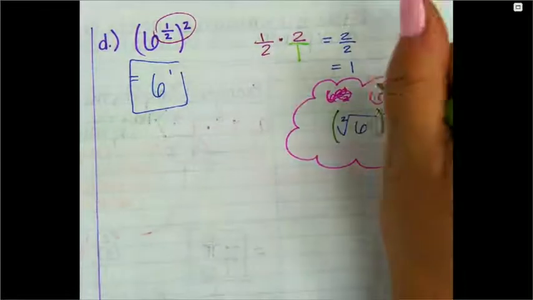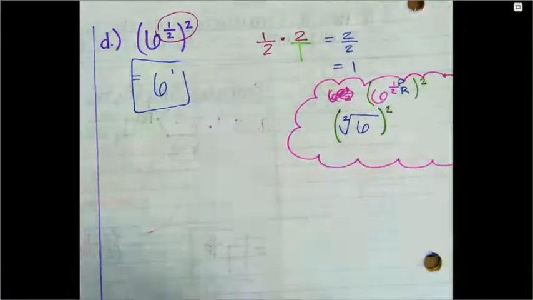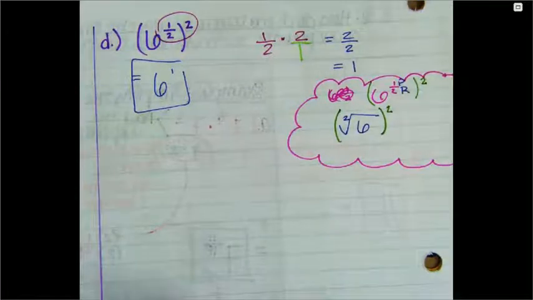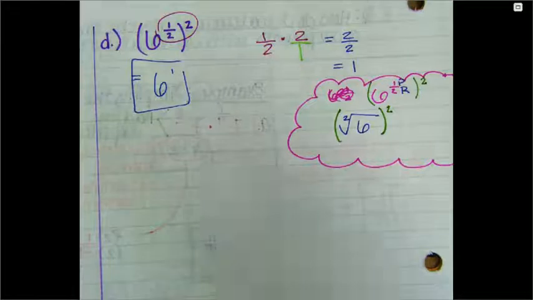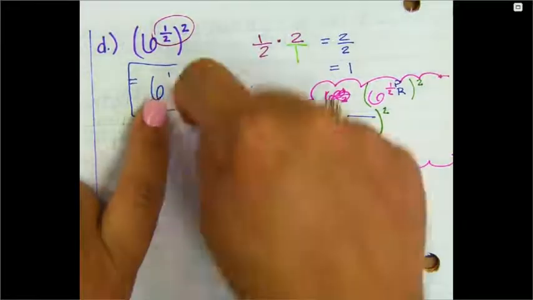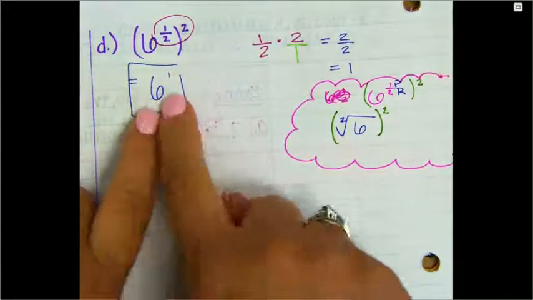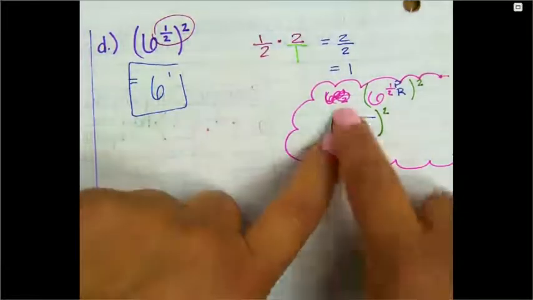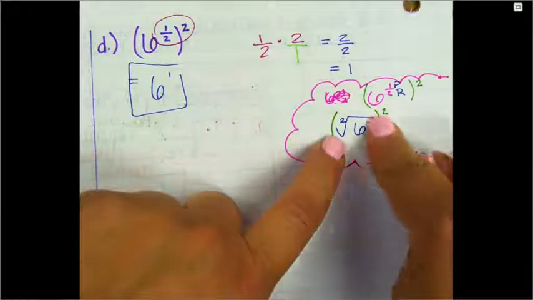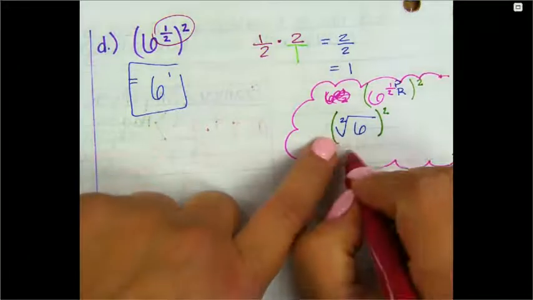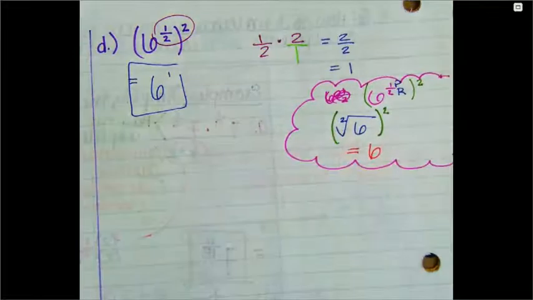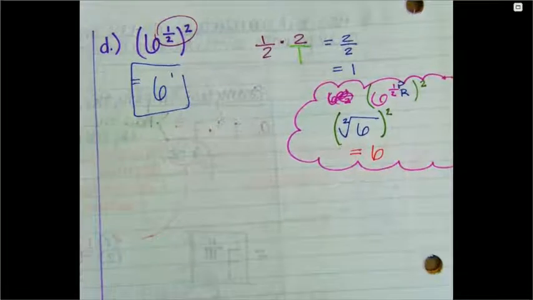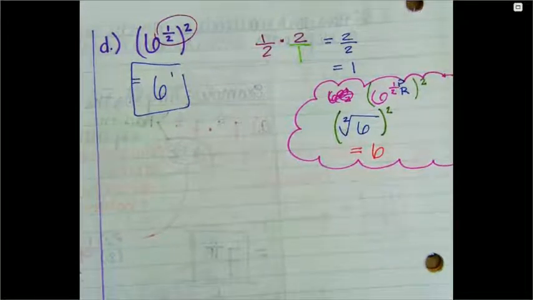If I square it, so now let's pretend we have this squared, yes? If I square it, I just did this rule over here. What did I get? I just got 6. So now I know that when I have a square and a square root, my answer is just the number inside. Yeah, it'll work for anything.